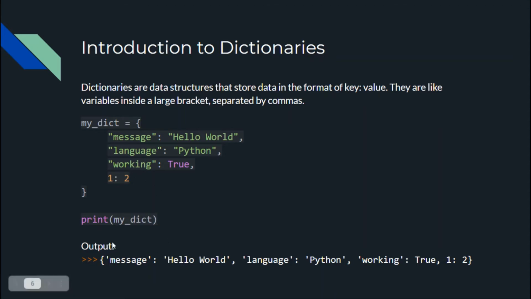We can also print this dictionary similar to printing a list or printing a variable. The output is also in key value pairs. So here we have message and hello world, separated by a comma, language and Python, separated by another comma, working to true, and 1 to 2.